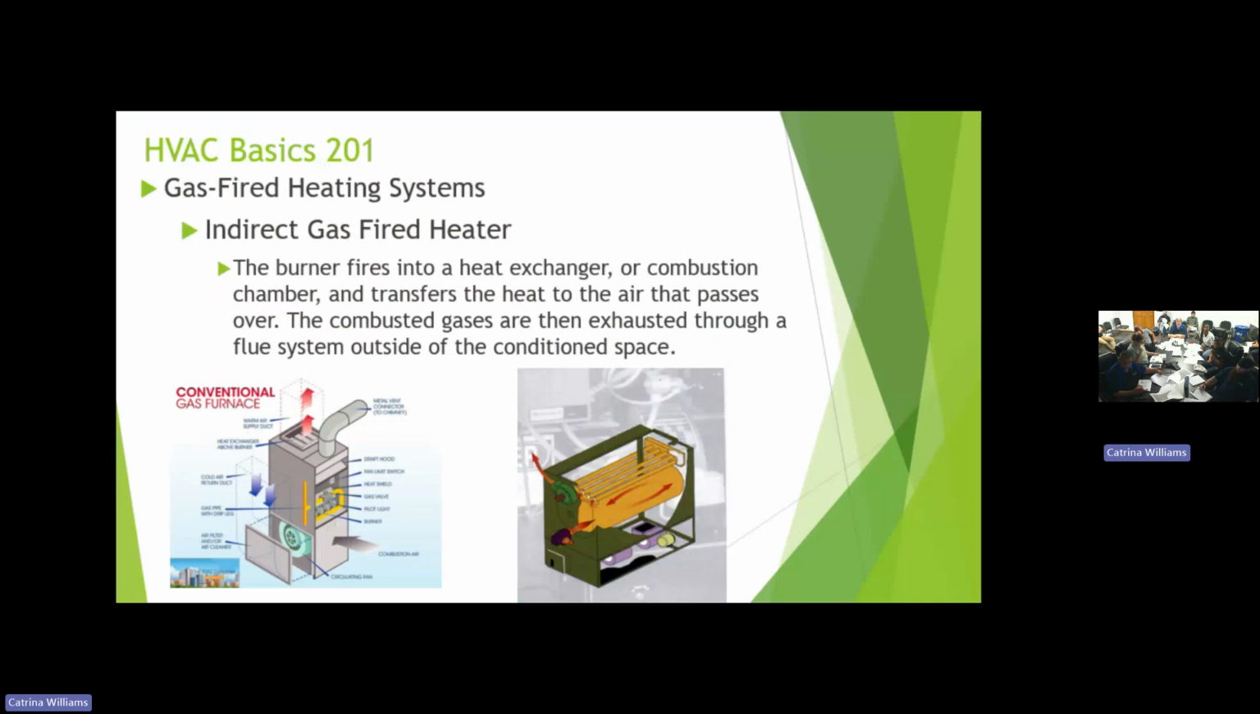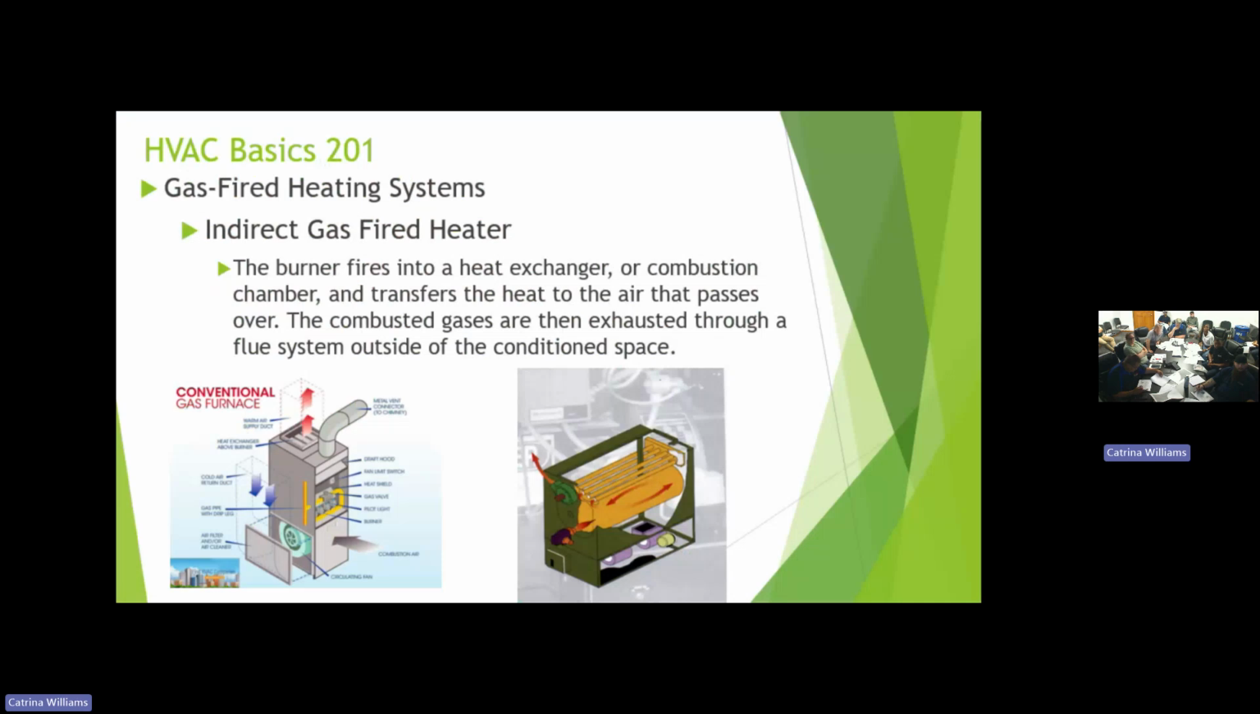All right. Now we're going to jump to indirect fire. So now, the burner fires into a heat exchanger or a combustion chamber, and then that heats up. That's where we transfer the heat over to the air. Combustion is then exhausted through a flue system, chimney, whatever you want to call it, that goes outside the conditioned space.